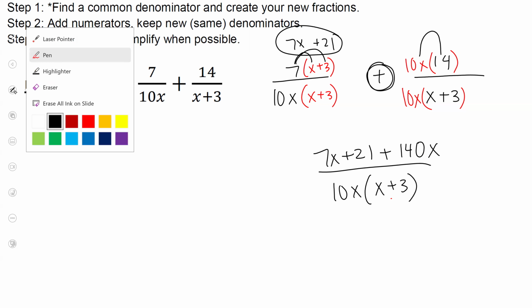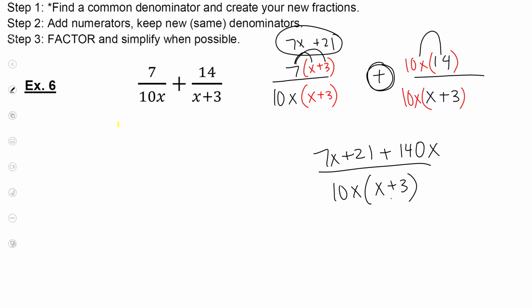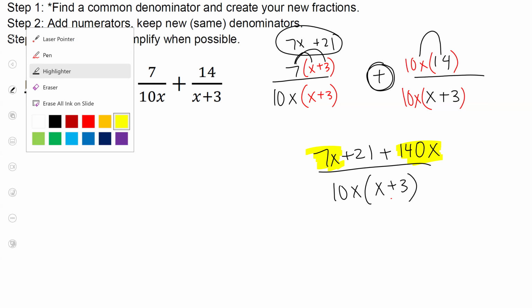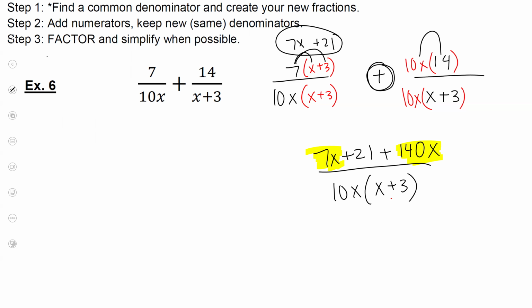All right, now we're going to combine like terms. This is a 7x, and this over here is a 140x. We're going to combine those. So my final answer will be 147x plus 21 divided by 10x times x plus 3.